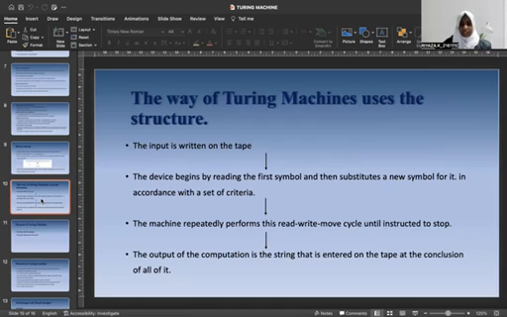The way a Turing machine uses the structure: First, the input is written on the tape. After that, the device begins by reading the first symbol and then substitutes a new symbol for it in accordance with a set of criteria. After that, the machine repeatedly performs this read, write, move cycle until instructed to stop. Finally, the output of the computation is the string that is entered on the tape at the conclusion of all of it. Now, I will hand over to Pahan.